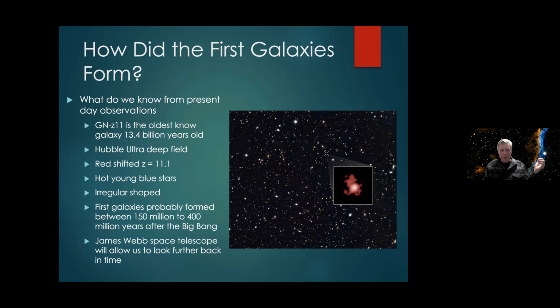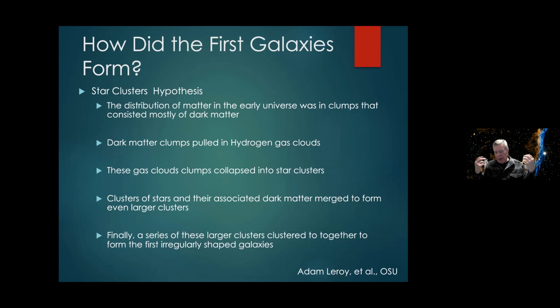Okay, so what we're trying to do is pull all this observational information together and come up with a couple of hypotheses about how these irregular, very young galaxies are formed. And then basically that same hypothesis doesn't really lend itself to figuring out how an actual disk galaxy is formed. Now, there's some really nice work being done at Ohio State University by Adam Leroy and his group. He's put together what seems to make sense. He calls it the star clusters hypothesis.